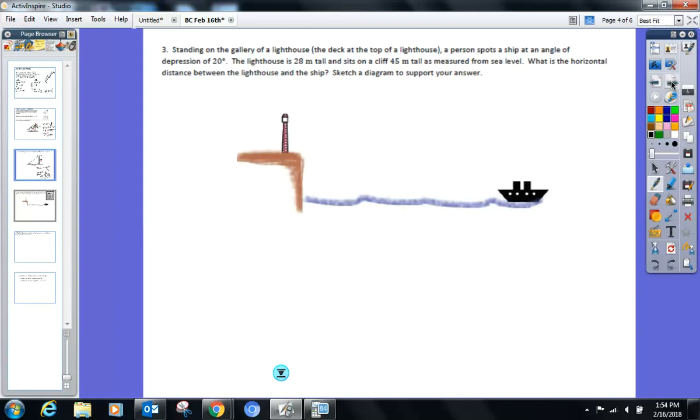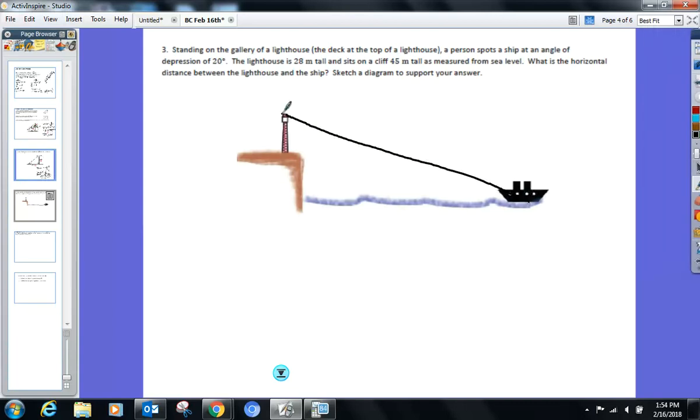Some new life terms here for you. If you're at the top of the lighthouse, you're actually in the gallery of the lighthouse. A little something more than math. And you spot a ship at an angle of depression of 20 degrees. So you're at the top. You spot the ship at an angle of depression with the horizontal, remember, of 20 degrees.